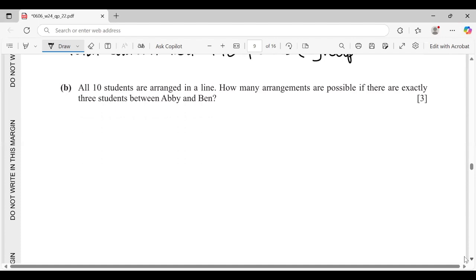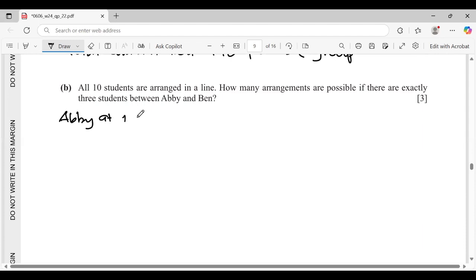Question B. 10 students are arranged in a line. How many rearrangements are possible if there are exactly 3 students between Abby and Ben? We want exactly 3 students between them. That means if Abby is in position 1, then Ben must be in position 5. Now, we count all such valid pairs of positions.